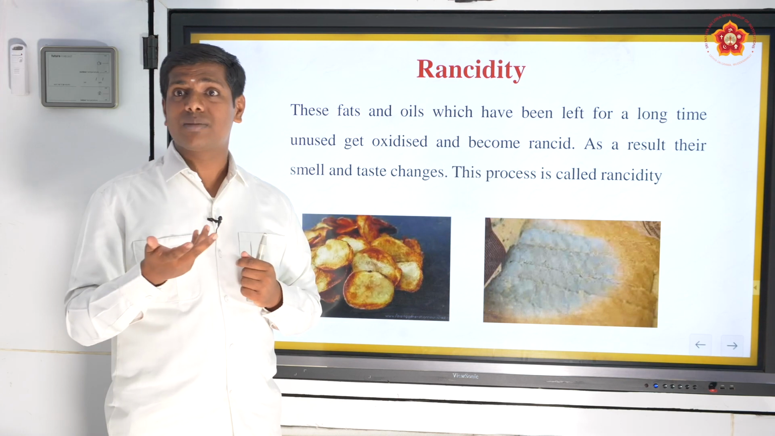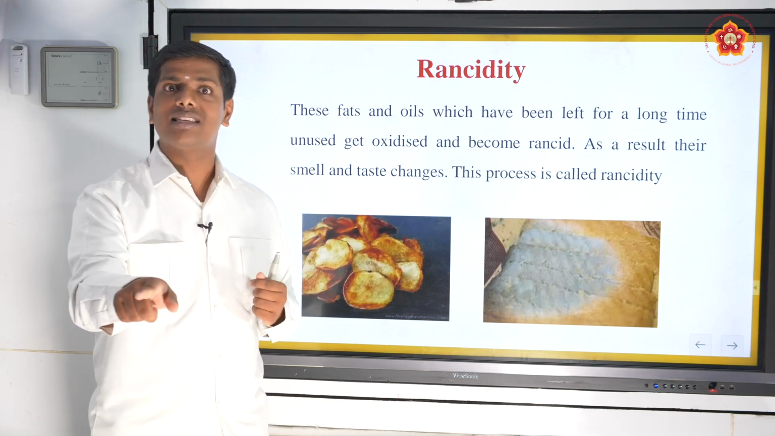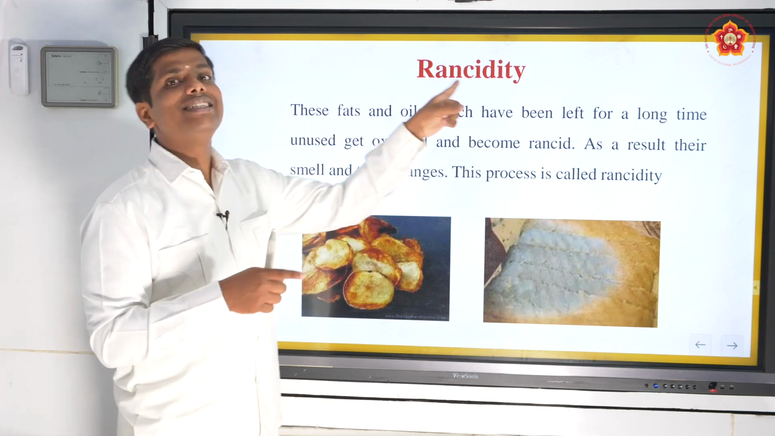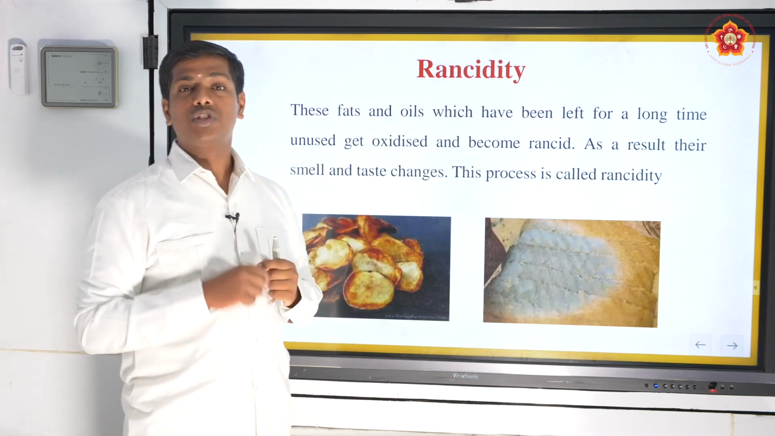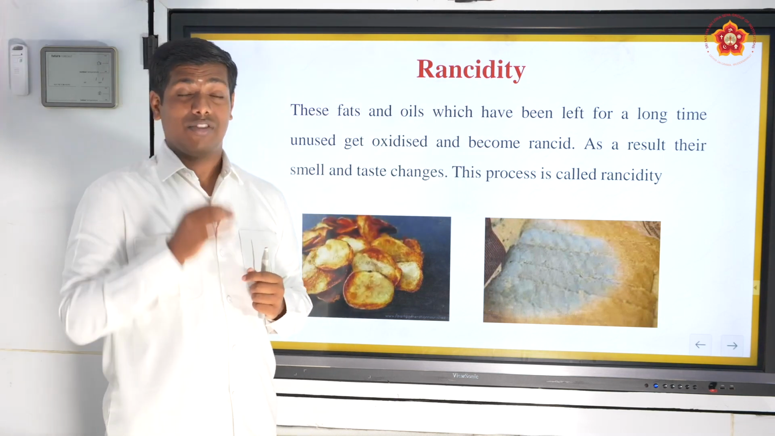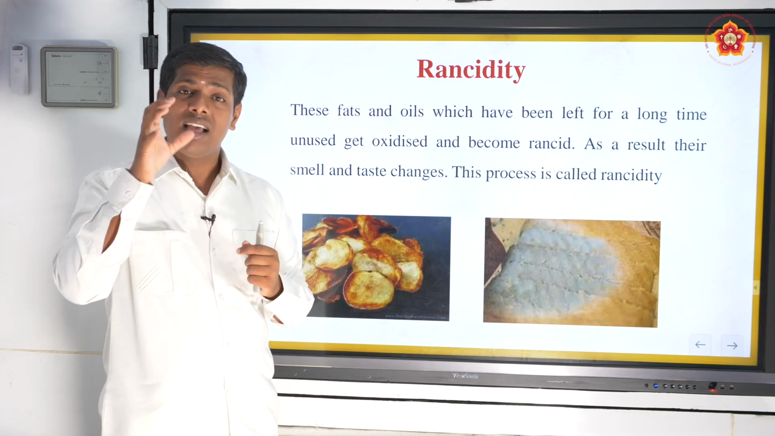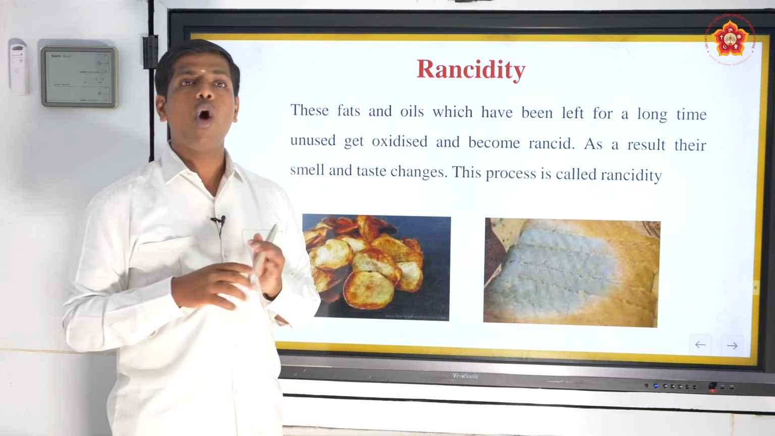Some changes have taken place. All these changes are nothing but rancidity. The chips have become rancid, so we get a bad smell and we can't eat them. The crispiness of the chips is reduced. All this is a process known as rancidity.